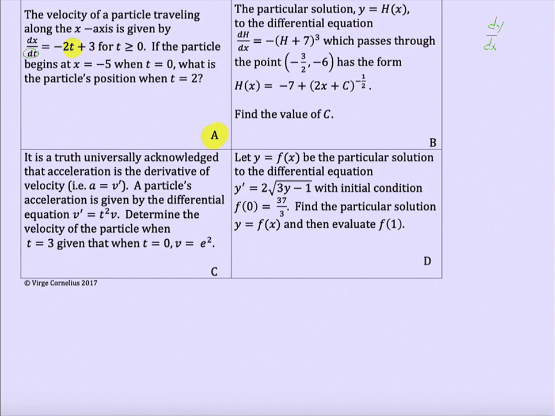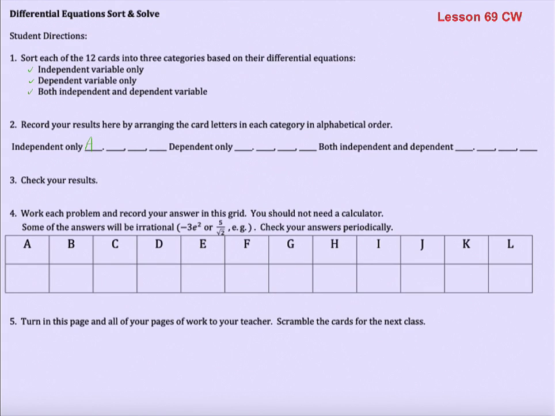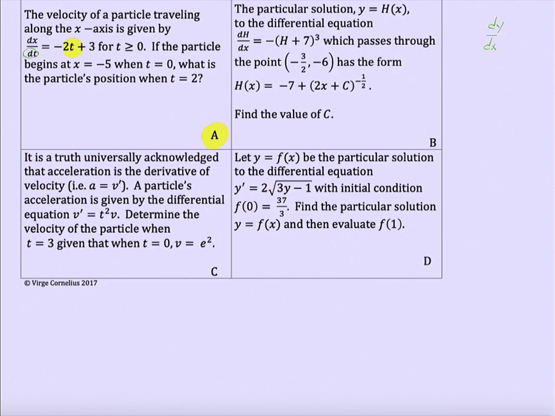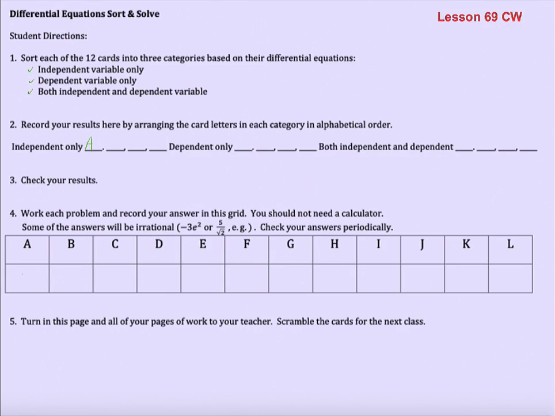You don't have to print out these papers at all. You can just do the work on a separate sheet of paper. But when you find your answer to each question, you will put the answer in this box. So let's say the answer to question A was 5. It's not, but let's pretend it was 5. You would put the number 5 there as your answer.